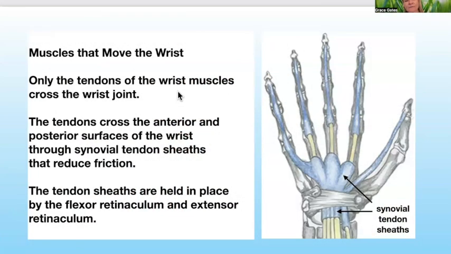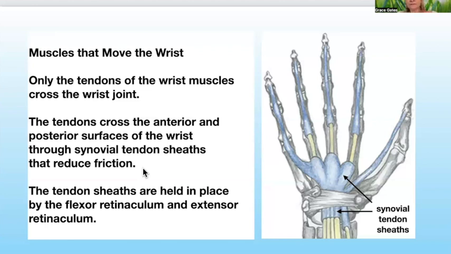Only the tendons of the wrist muscles cross the wrist joints. The tendons cross the anterior and posterior surfaces of the wrist through synovial tendon sheaths that reduce friction. And that makes sense because we're constantly using our hands and we're constantly using our wrist flexors and extensors when we use our hands. And you can imagine that there would be a lot of friction on the tendons of these flexors and extensors of the wrist joint.